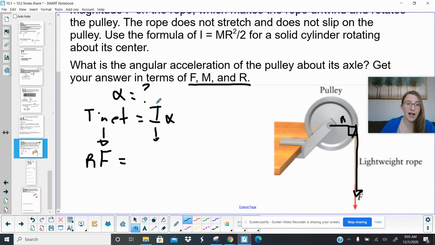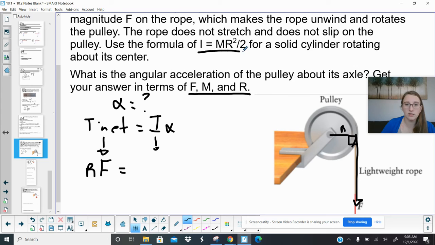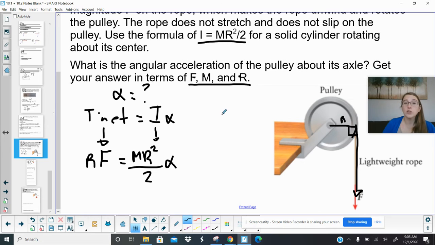And then we have our I, which again, they told us this is the formula we're going to use for this. So we have mr squared over 2 alpha. Well, great. Now we have everything. All of my variables are F, M, and R, right? F, M, and R. So all we need to do then is get alpha by itself and simplify. And there's our equation for the angular acceleration in terms of F, M, and R.